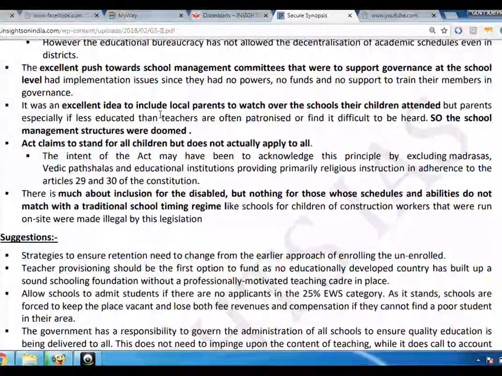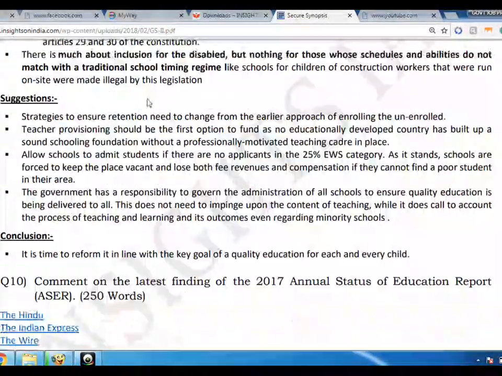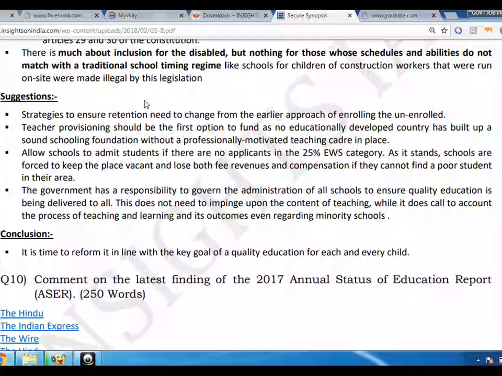Suggestions. Strategies to ensure retention need to change from the earlier approach of enrolling the unenrolled. Teacher provisioning should be the first option to fund, as no educationally developed country has built up a sound schooling foundation without a professionally motivated teaching cadre in place.